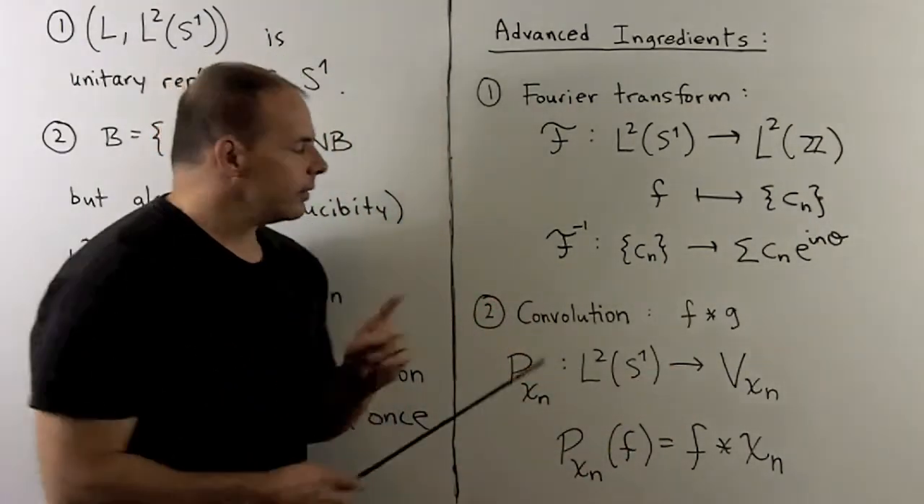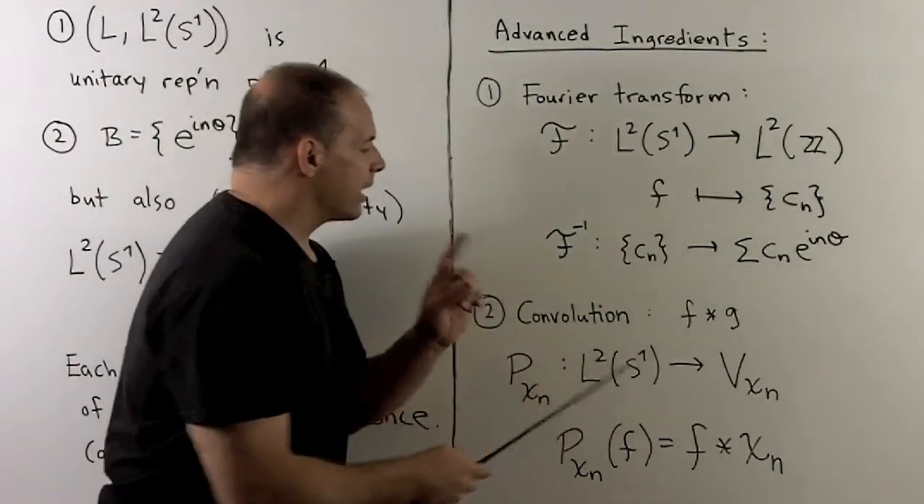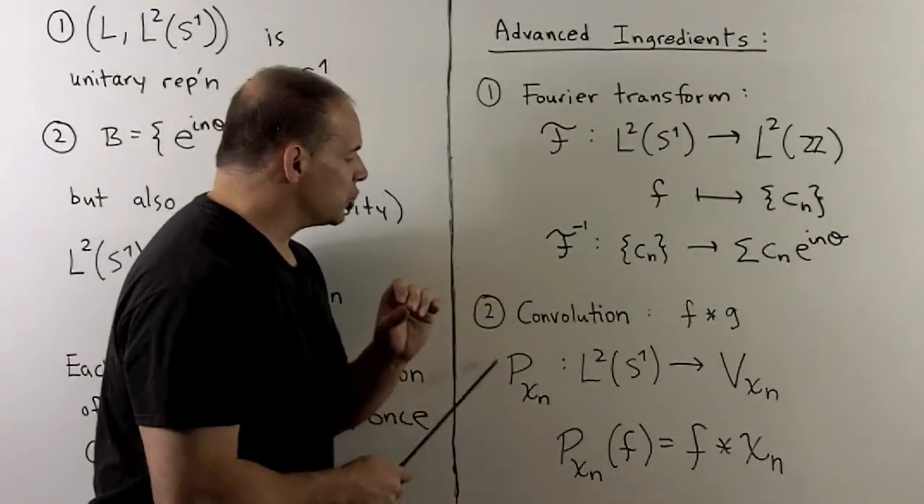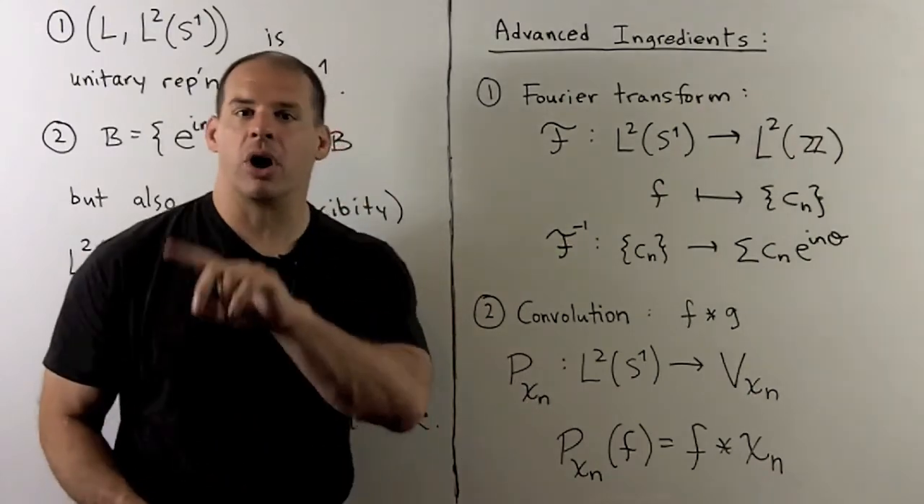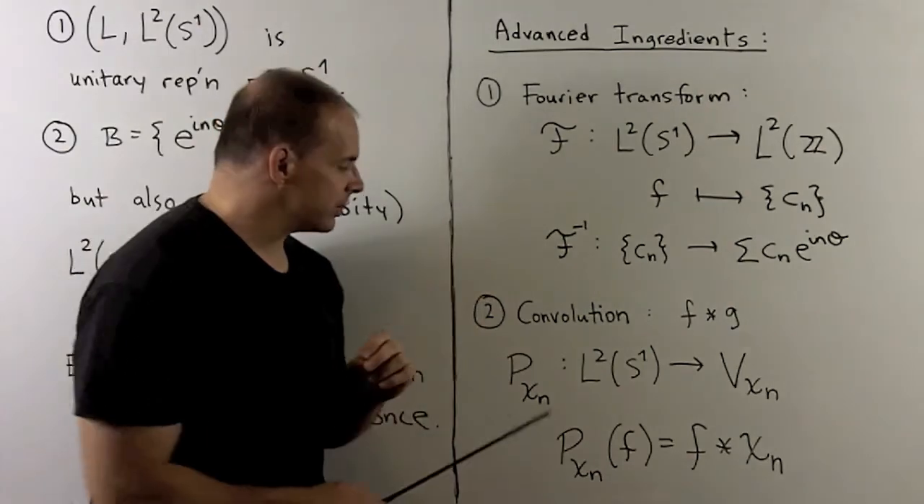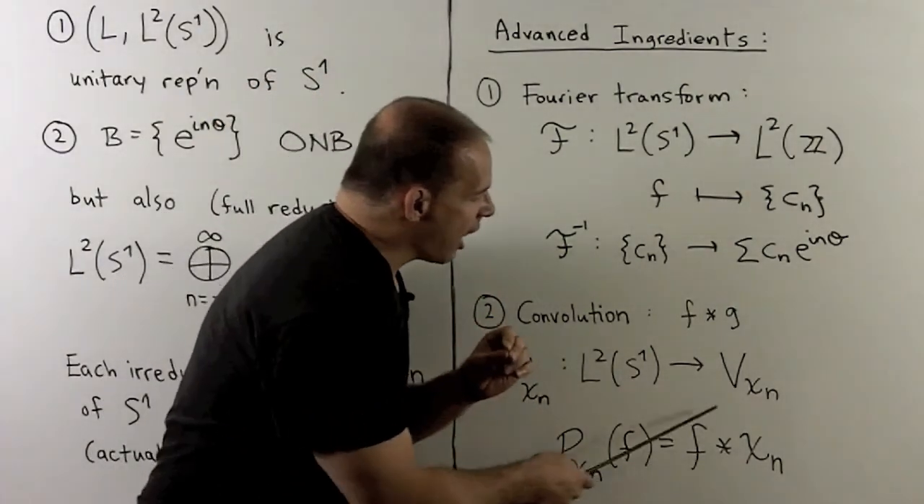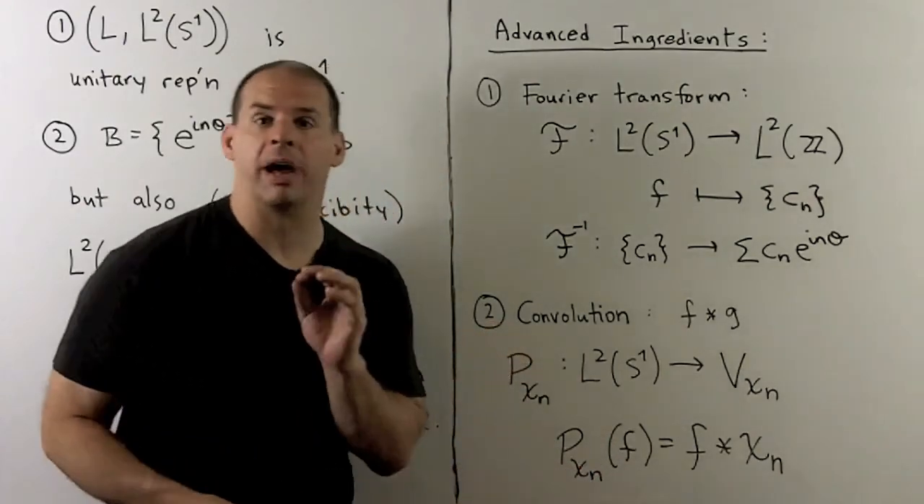We'll also have convolution. So I won't define this here. What convolution is going to give us is the projection operators from our function space to the irreducible sub-representations. So it's just going to be given by taking convolution with your character of interest. And we'll say more about that later.